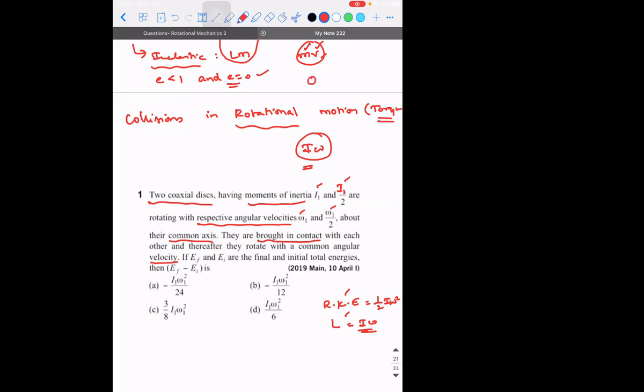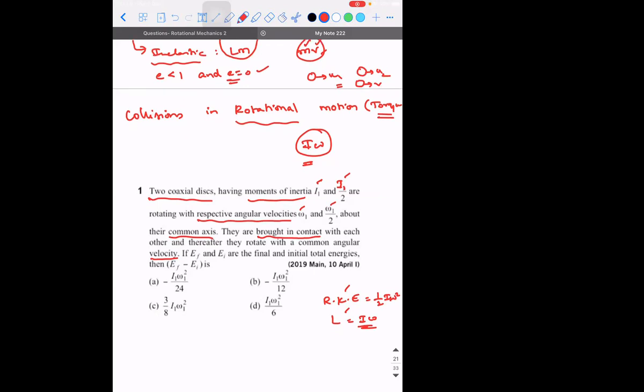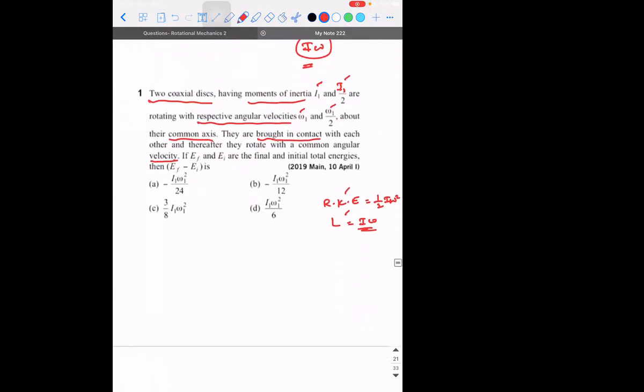That is when two objects are moving with individual velocities u1 and u2. They can be in any random direction they want. After collision, if they start moving as a single object, meaning if they attain a common velocity v, we call it a perfectly inelastic collision. Right? So it's a perfectly inelastic one.